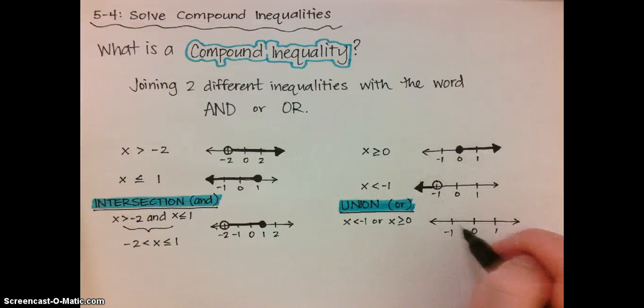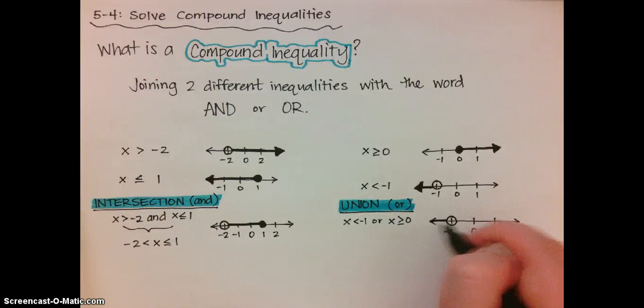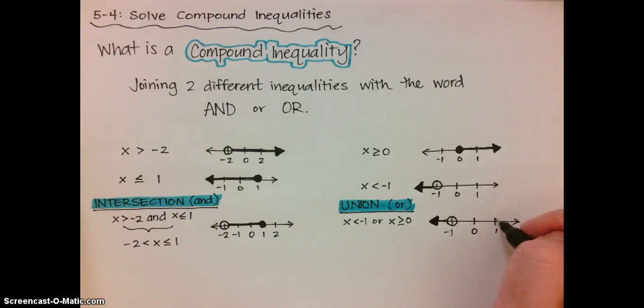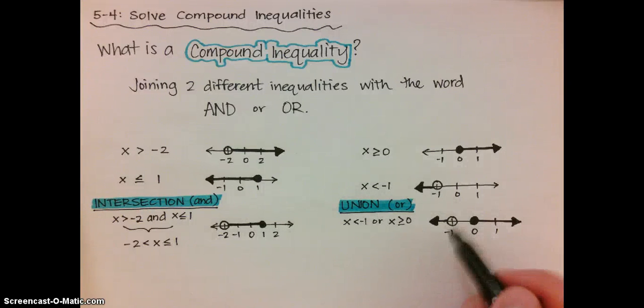So again, for the -1, it's all of the solutions, just like I graphed above, that are less than -1, or it could be any of the solutions that are greater than or equal to 0. So this is kind of the opposite of the intersection. Intersection is everything in the middle, where the union is everything on the opposite sides.